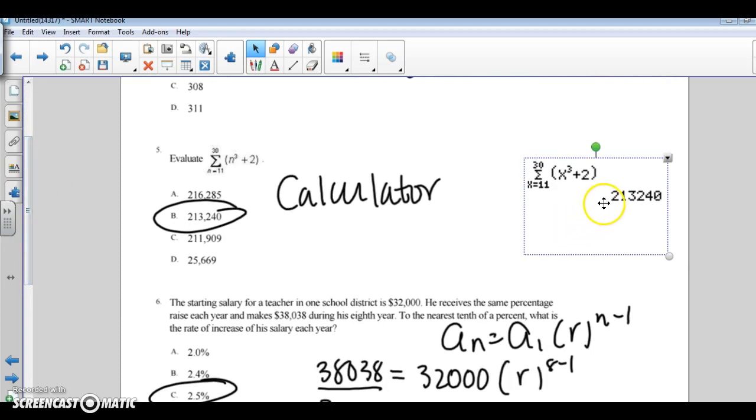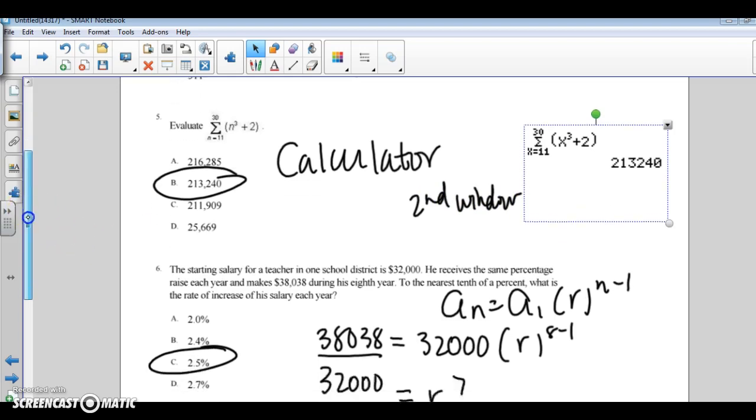Number 5 is the sigma problem. Just put it in your calculator the way it looks. Answer comes out. Remember that's under second window. Means to sum it up.